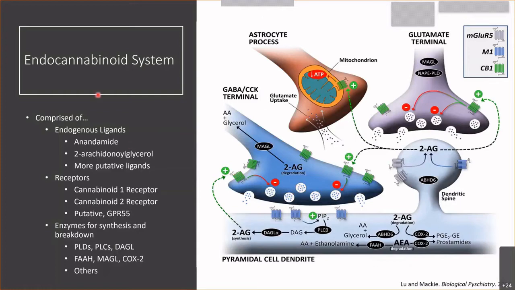This is not a system that, of course, has evolved to respond to cannabis. This is a system that has evolved to respond to endogenous signals in your own body. These endogenous ligands, mostly lipid-based, including anandamide, also known as AEA, 2-arachidonoyl glycerol, which I chopped up to 2-AG, as well as other putative ligands and others. So this system has evolved to respond to these endogenous modulators.